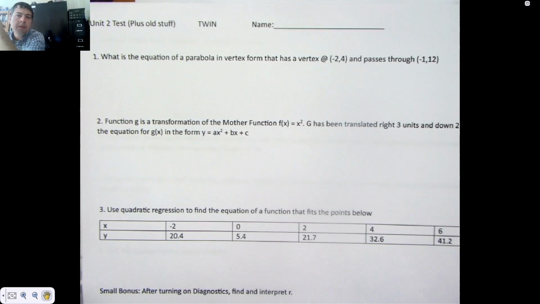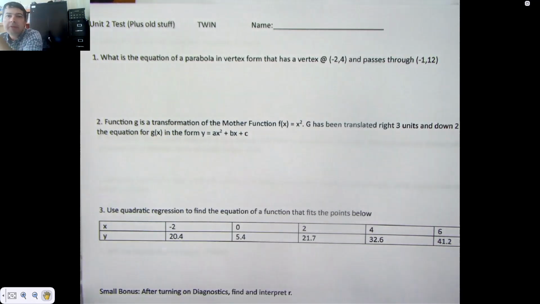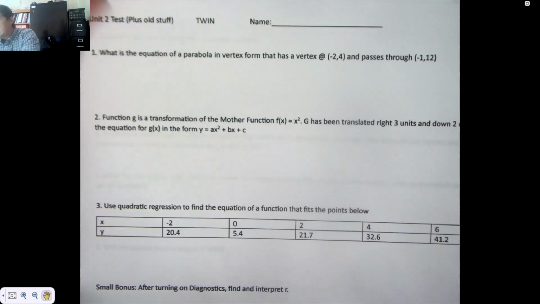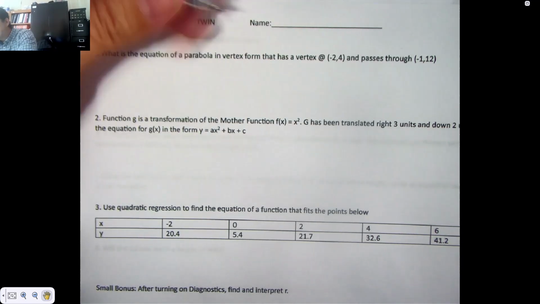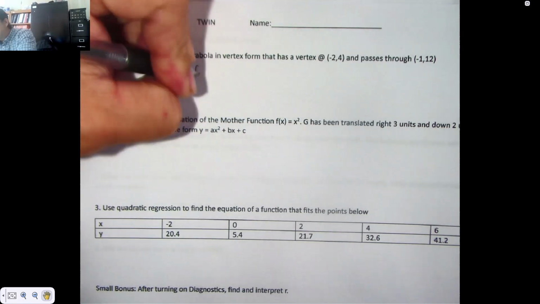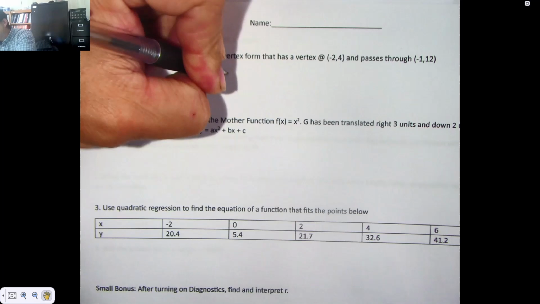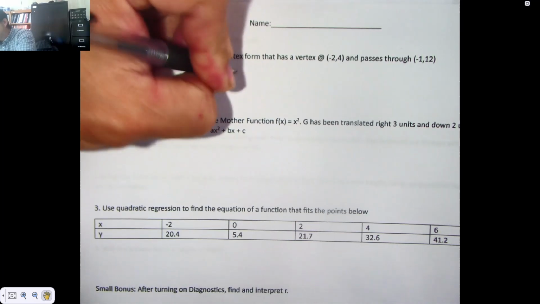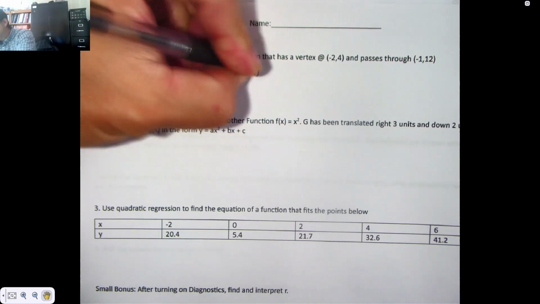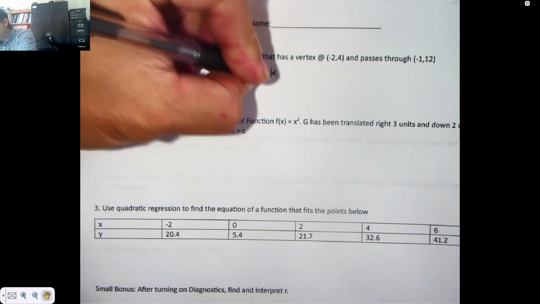We have unit 2 twin, plus old stuff. What's the equation of a parabola in vertex form that has a vertex at negative 2, 4, passes through negative 1, 12? Your form is y equals a times x minus h squared plus k.